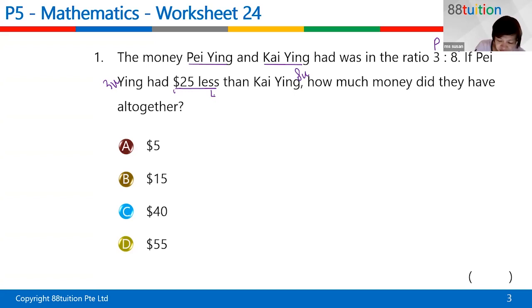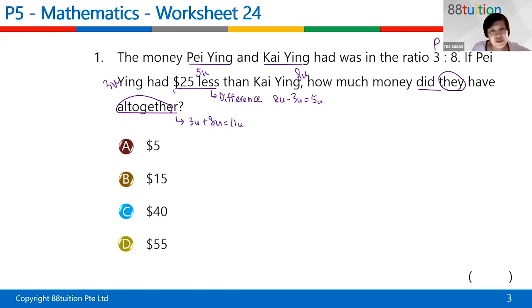So the less will refer to the difference. What's the difference in terms of units here is 8u minus 3u. That will give you 5u. How much money did they have altogether? That means the total of how many units are there. For you to have together, you have 3 units with 8 units, and you will have 11 units for this. There are 2 ways you can do it, all right? Using a model, or you want to use a column, it's up to you, okay?